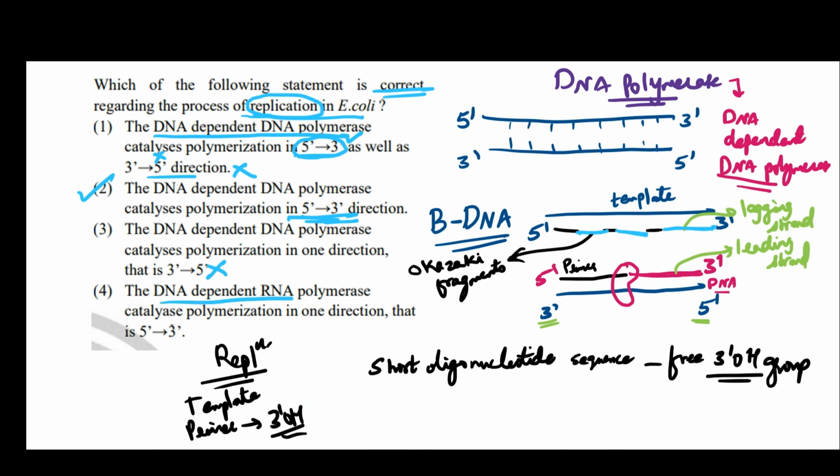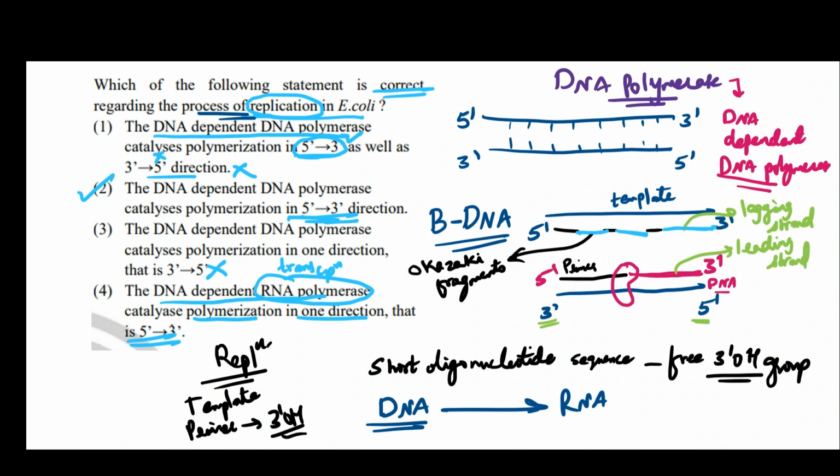The DNA dependent RNA polymerase catalyzes polymerization in one direction, that is 5' to 3'. Correct, but DNA dependent RNA polymerase means here we are not talking about replication, but the process of transcription. What is transcription? When DNA gets converted into RNA, RNA polymerase comes into picture, takes DNA as a template and starts synthesizing the new strand of RNA. But here they asked about the process of replication, not transcription. RNA polymerase comes into picture only during transcription. So even this option is incorrect.